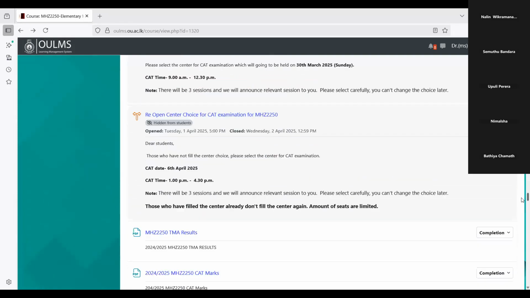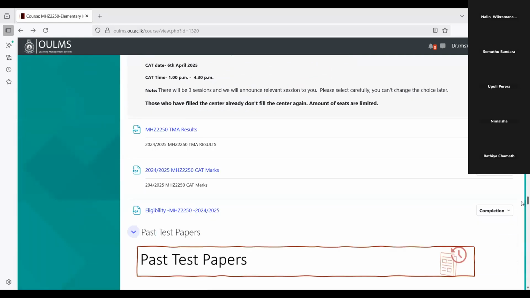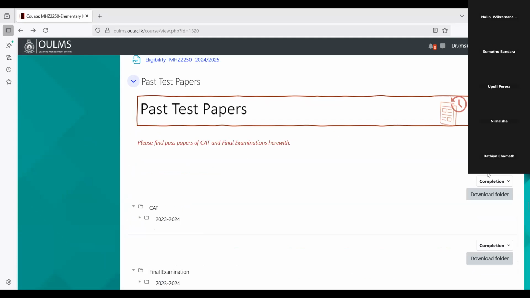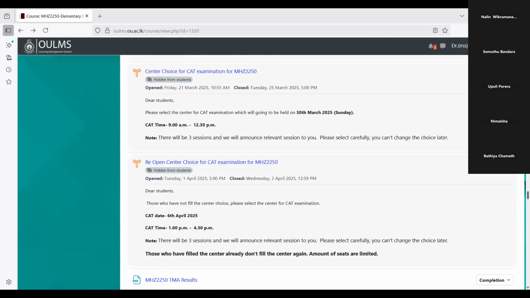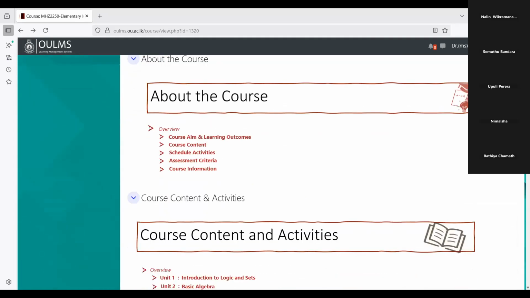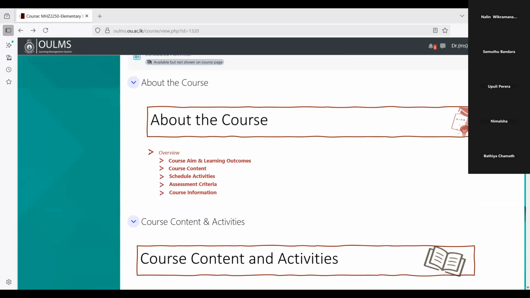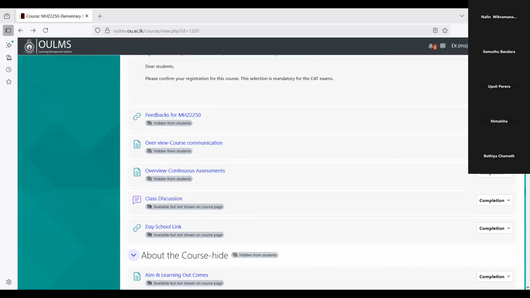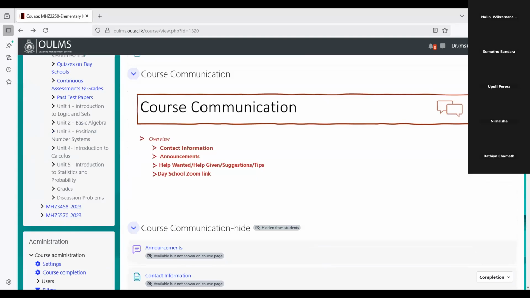And we have TMA, that is tutor marked assignment. So that is also an online assessment. So it is also given through the LMS. And past papers are also given in this LMS. All the resources are given through the LMS, and we always use this LMS to communicate important messages to you. So we put announcements, so you have to regularly check the announcements.